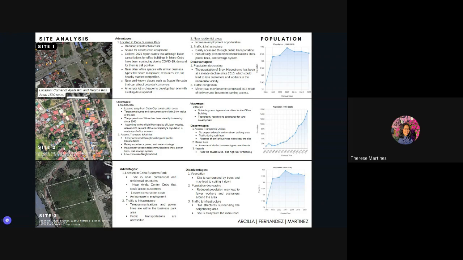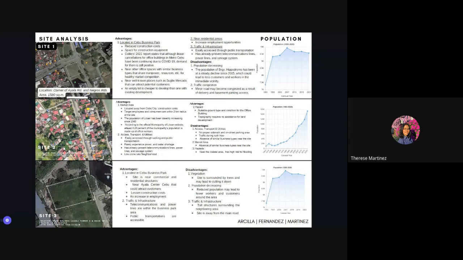So to wrap up the site analysis, for site one, it's located in the corner of Ayala Road and Negros Road. It's around 1,580 square meters. Its advantage is that it's located in Cebu Business Park, which means reduced construction costs. There is space for construction equipment, and also according to the Colliers 2021 report, although lease cancellations for office buildings in Metro Cebu have been continuing due to COVID-19, the demand for them is still positive.